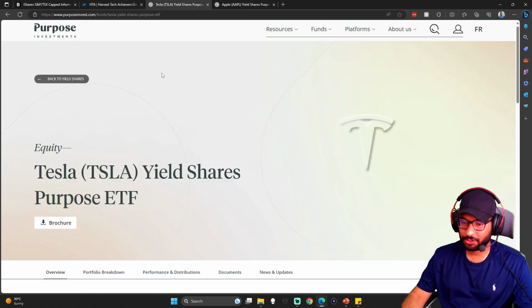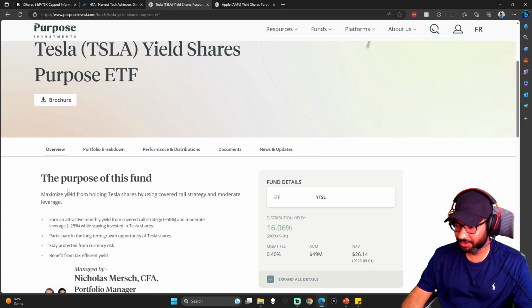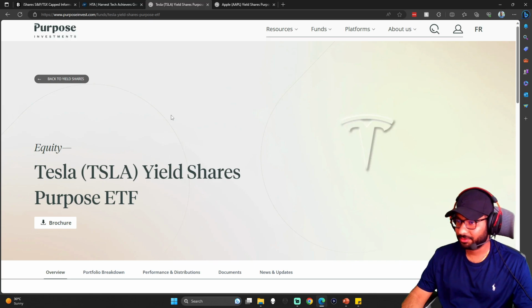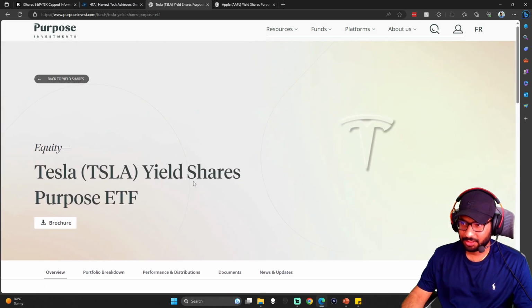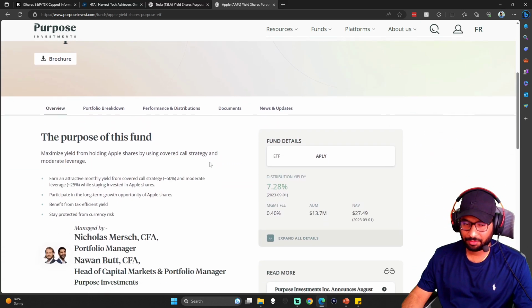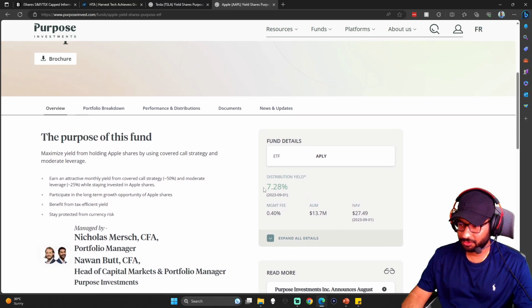All right, we're left with two. The third one is the Tesla ETF. This ETF only holds Tesla shares. A great one with an incredible yield of 16%. I really believe in the Tesla company, that's why I hold it. This is one of the two ETFs which I have that are single company investments only. The second one is Apple. Again, I have almost 6 or 7 products at home, so why not Apple? This gives you a distribution yield of 7.28%.